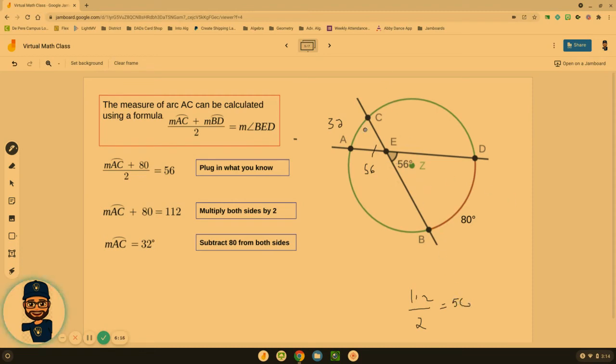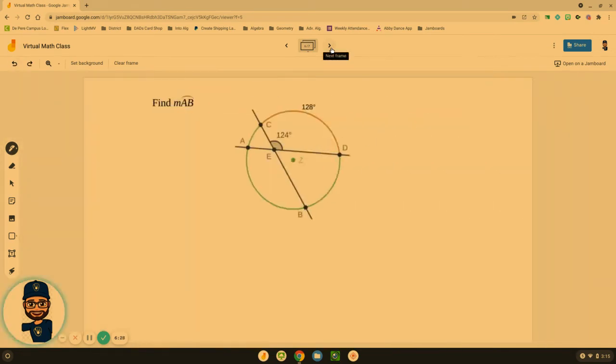And notice how they're almost lined up, right? If I draw a line through them, they're lined up. And that's how I know I'm using the right arcs with the right angle. All right, let's look at another one. Let's see if we can find the measure of arc AB. Take a moment and see if you can apply it.